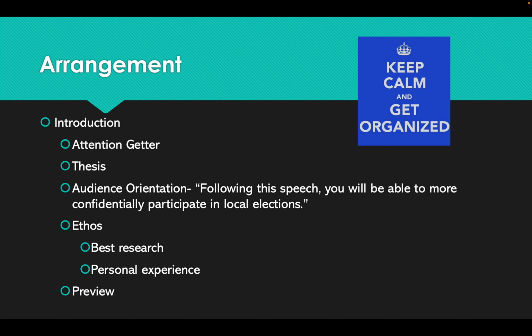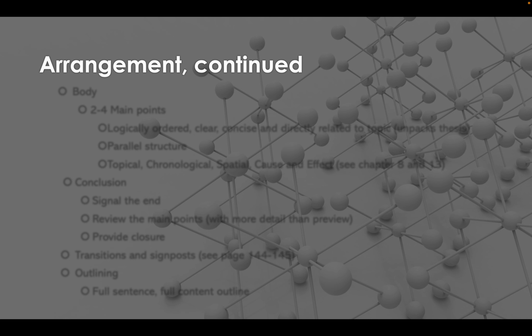So those are the 5 parts of the introduction that you will be graded on for this speech, as well as speech number 3. To continue on, the body of your speech should be built around 2 to 4 main points. And this is just an arbitrary choice. 2, 3, or 4. 5 starts to get a little complicated.